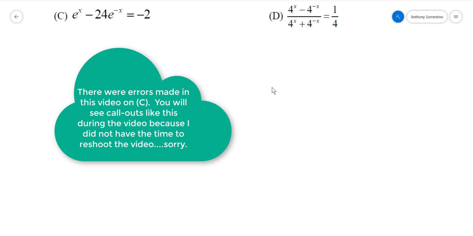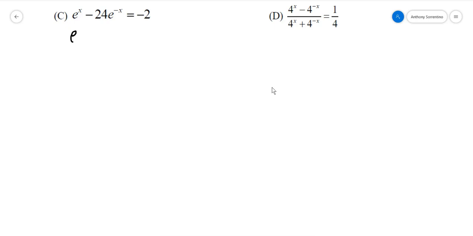Well, right now what we have here, and I'm going to rewrite this ever so slightly, I have e to the x power minus 24 over e to the x equals a negative 2. Certainly having an e to the x power makes things complicated enough. Having an e to the x power also in the denominator, which gives it some rational feel, is not a good thing either. It makes it a little more complicated.